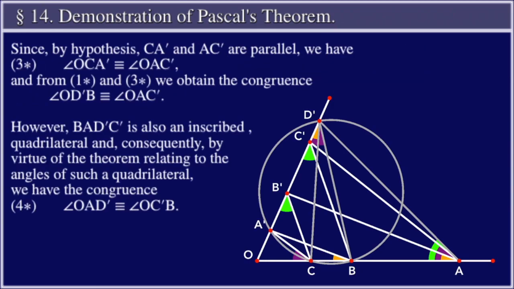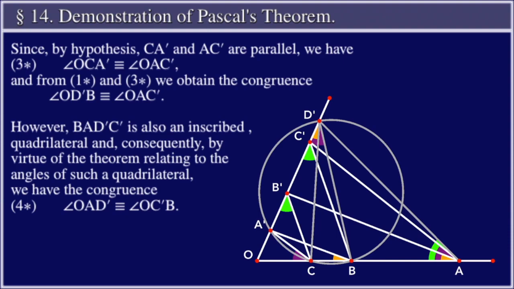Since by hypothesis CA' and AC' are parallel, we have 3*. The angle OCA' is congruent to the angle OAC'. And from 1* and 3*, we obtain the congruence: the angle OD'B is congruent to the angle OAC'.